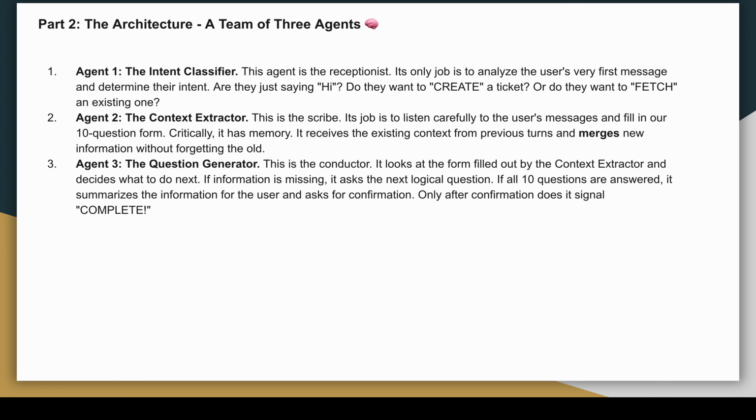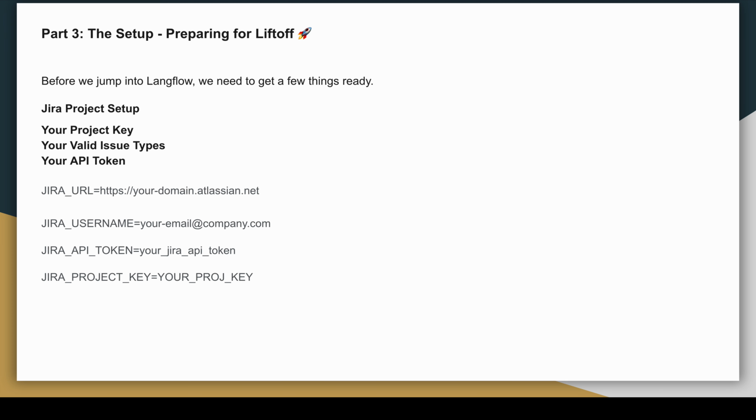Before we jump into Langflow, we need to get a few things ready. The first step is the Jira project setup. Your bot needs to talk to Jira. You don't need to change your project settings, but you do need to find three key pieces of information. The first is the project key. In Jira, this is the short code for your project.